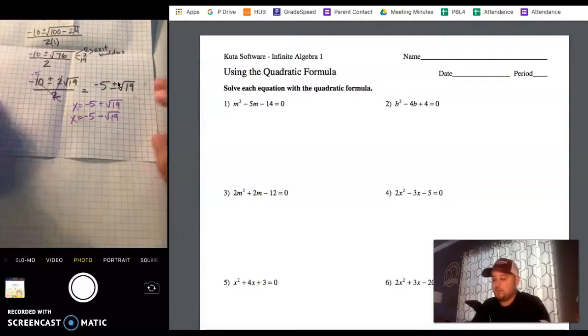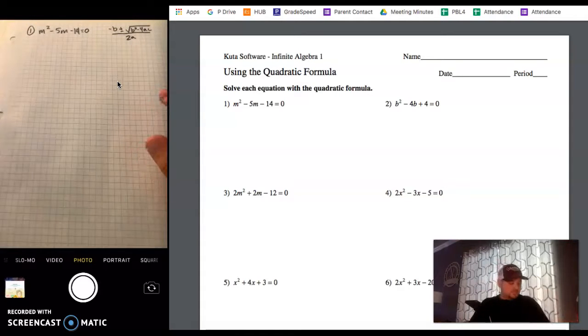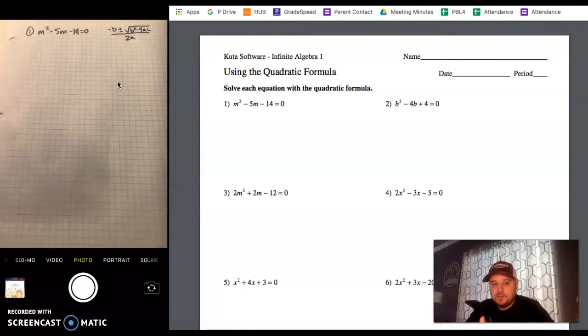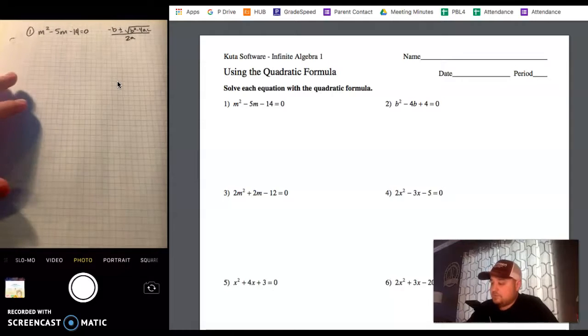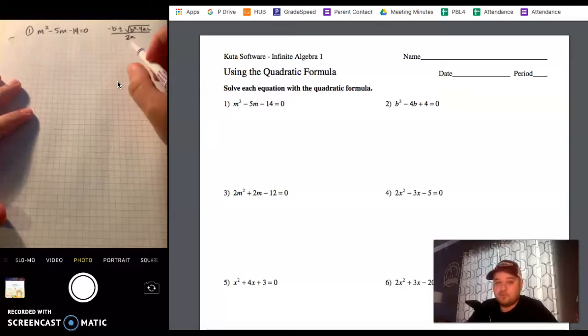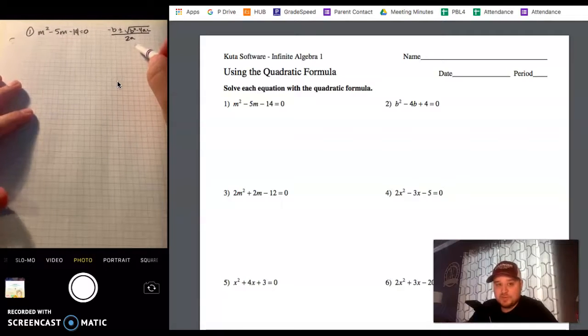Okay, now I want to move forward and do number one from your homework. Just like usual on these homeworks, the problems are going to get more and more difficult as you go. I've got number one set up here, and then I've got my quadratic formula written down. I want you to write the quadratic formula at the top of your page because you're going to use it in every single problem. So you're going to use it on every problem on this homework.